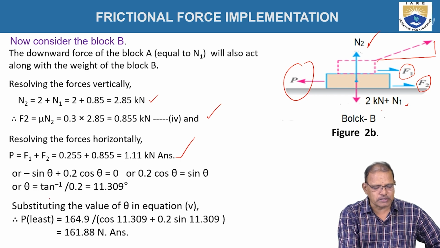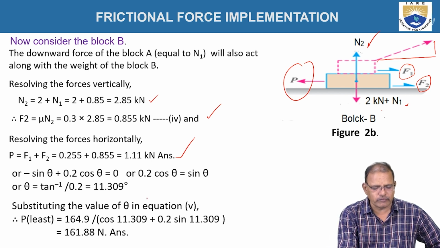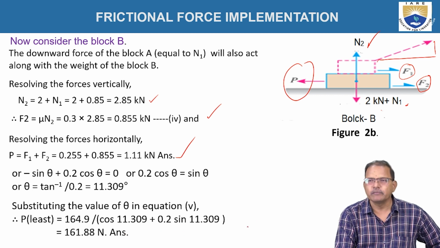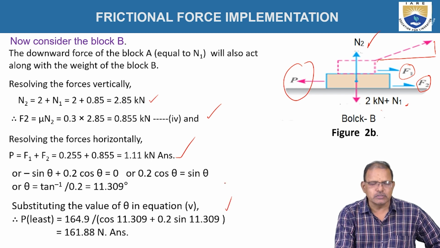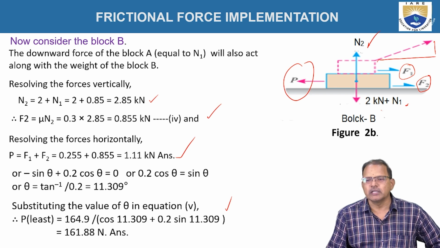From this relation we got theta is equal to tan inverse of 0.2, which is equal to 11.309 degrees. So if P minimum is required, P least is equal to 164.9 divided by cos 11.309 plus 0.2 into sin 11.309 degrees, which is equal to 161.88. That is the value of the minimum force that is required to move the system of bodies, about to move.